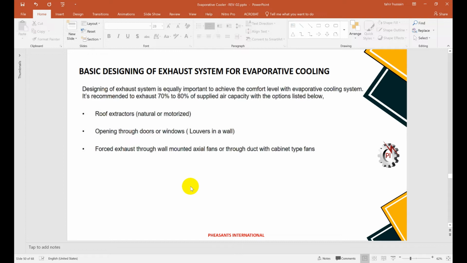So for the exhaust system, there are options. We can use a roof extractor, natural motorized dampers or openings, and we can use louvers in the shape of an opening in the wall, or we can use a forced mechanical system, the exhaust fan. In this third option, if you use the exhaust fan, the power consumption will again be increased. So we will prefer to use the louvers or the natural extractors.